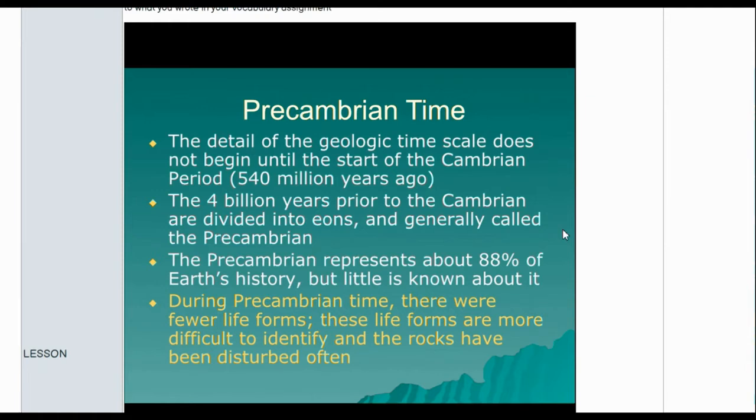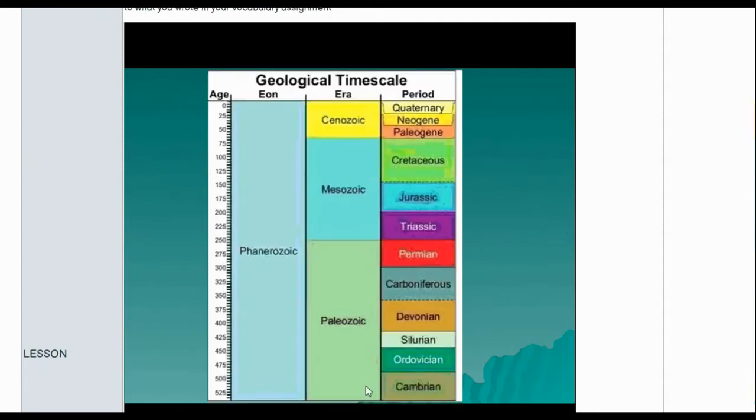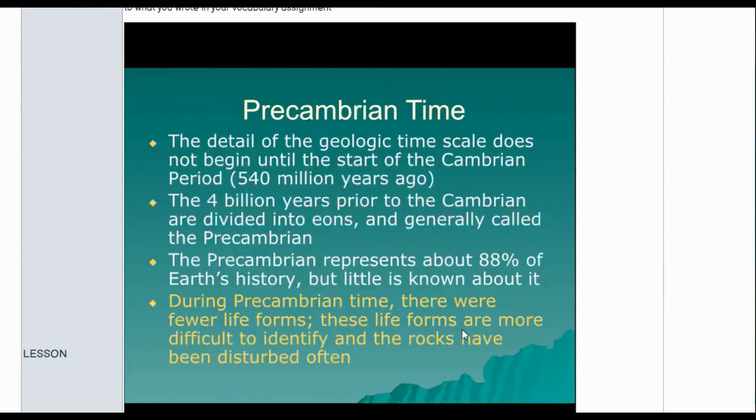All right, so we're going to start our focus with Pre-Cambrian time. Pre-Cambrian time is before this geologic time scale. So down here at the bottom, we start with the Cambrian period. Pre-Cambrian time is everything from before that. And we're going to go through Pre-Cambrian time in some pretty good detail over the next few lessons. So it began at the beginning of the Earth, when Earth first started forming, and it goes all the way to 540 million years ago when the Cambrian period starts, and that's the beginning of the Phanerozoic Eon.